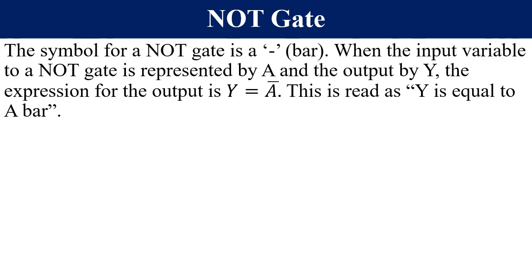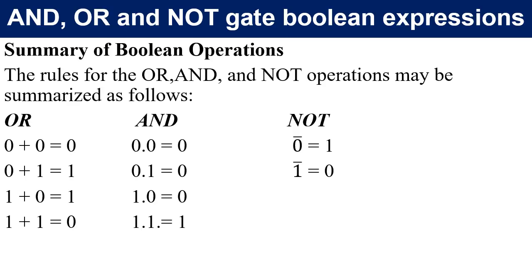The symbol for a NOT gate is that dash, which we call a bar. So when the input variable to a NOT gate is represented by A and the output by Y, the expression for the output is Y is equal to A bar, or Y is equal to not A.